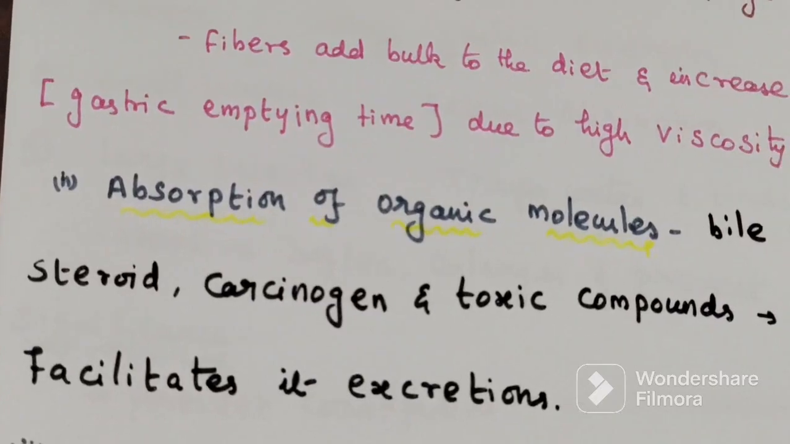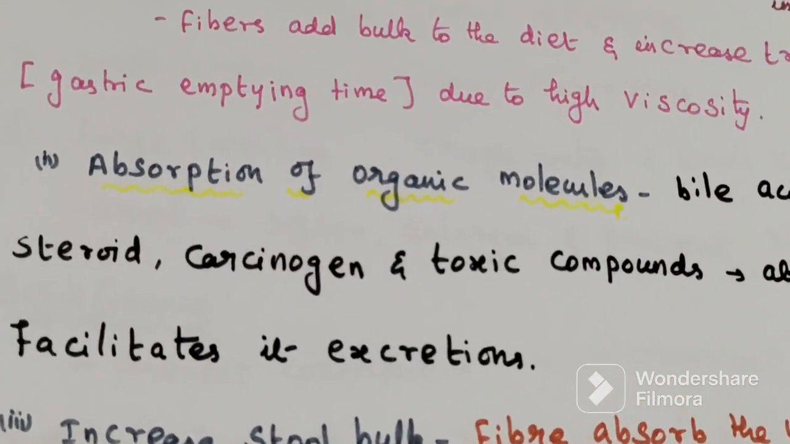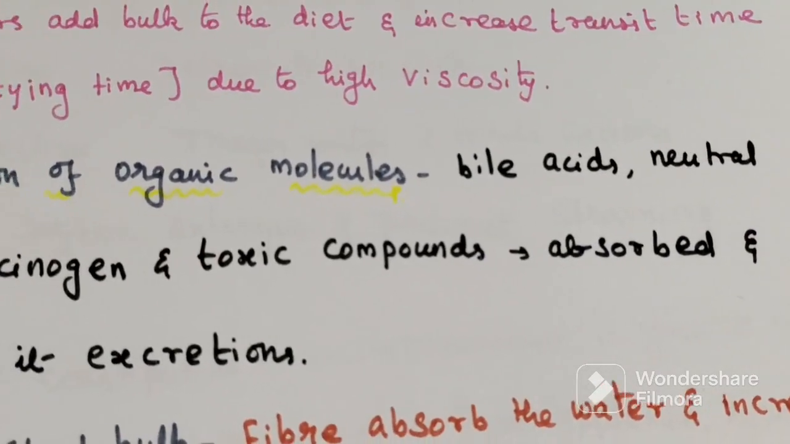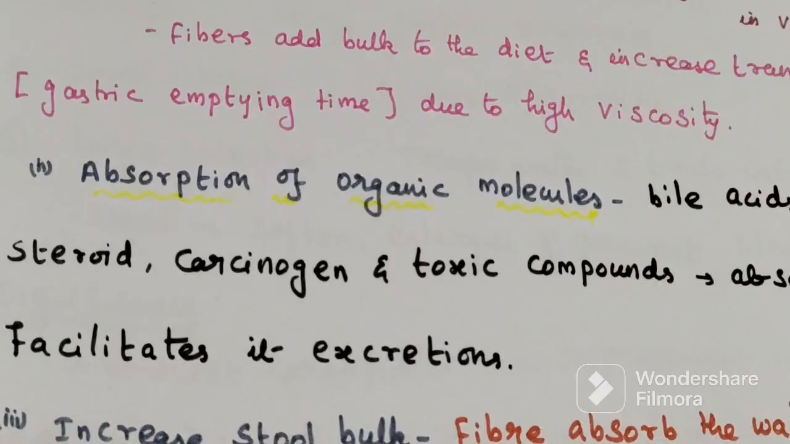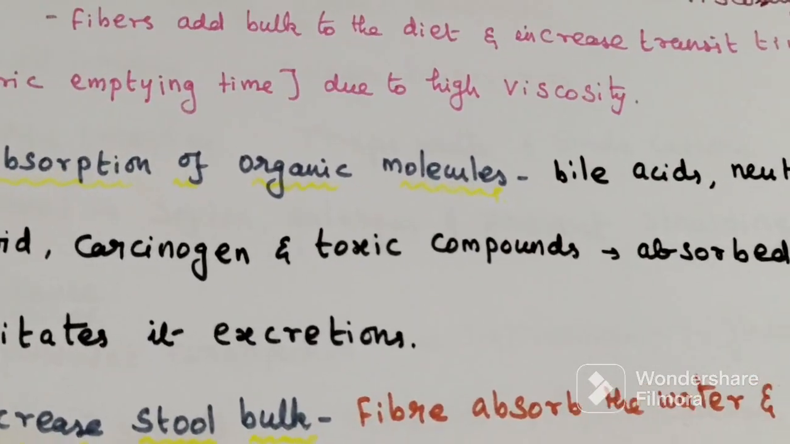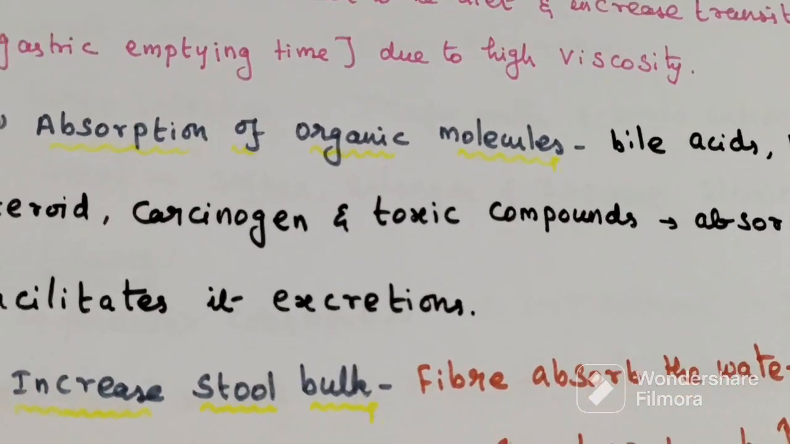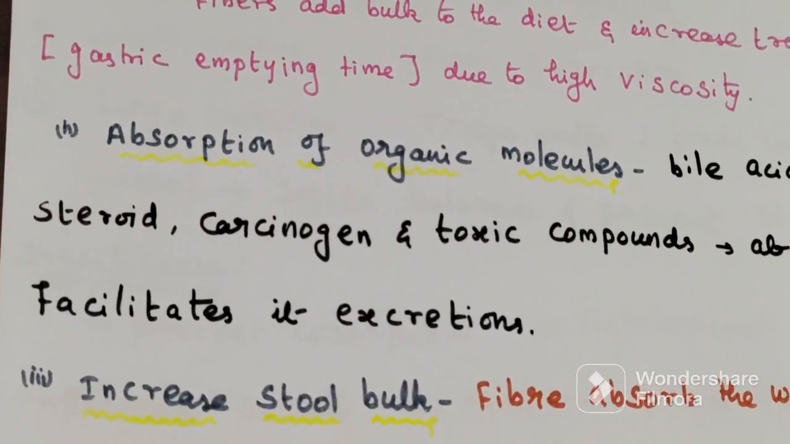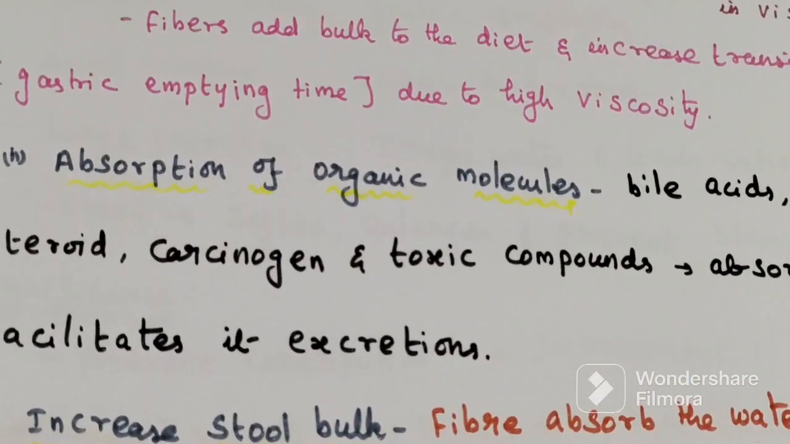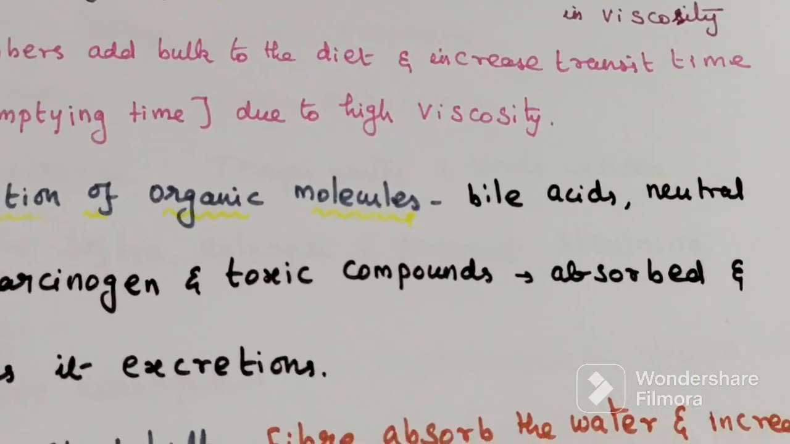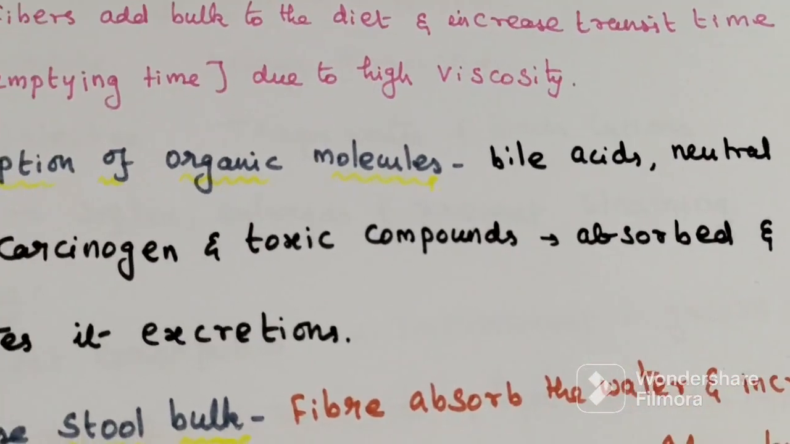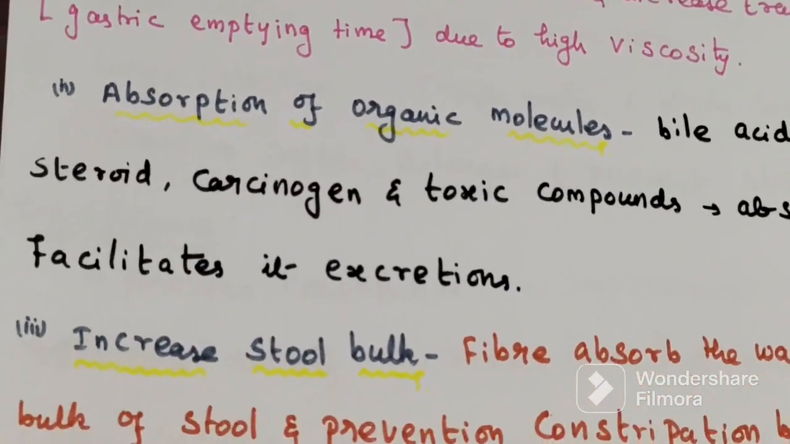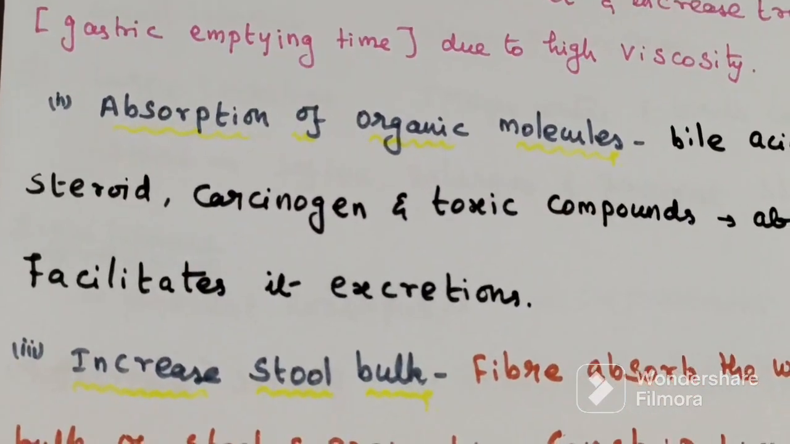Second one is it can absorb organic molecules like bile acid, neutral steroid, carcinogen and toxic components. These can be absorbed on dietary fiber, which facilitates their excretion. That means it makes excretion easy.